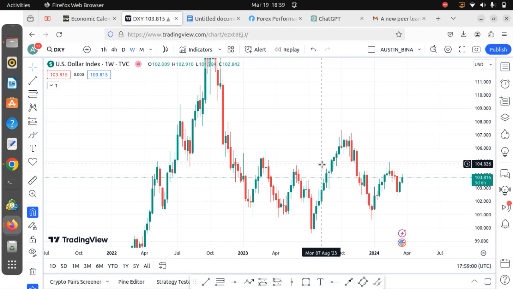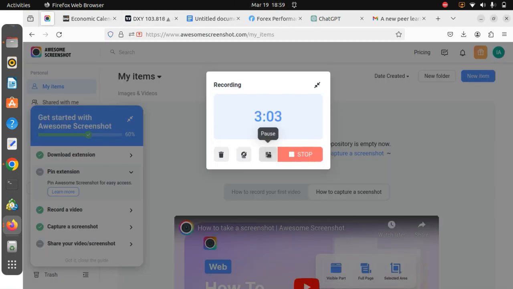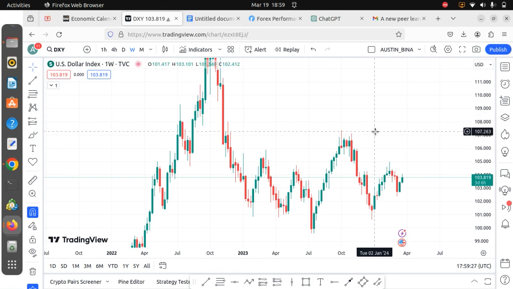But for pairs like USDCAD, where DXY or USD is the base currency, then it will be buying. Vice versa, guys.